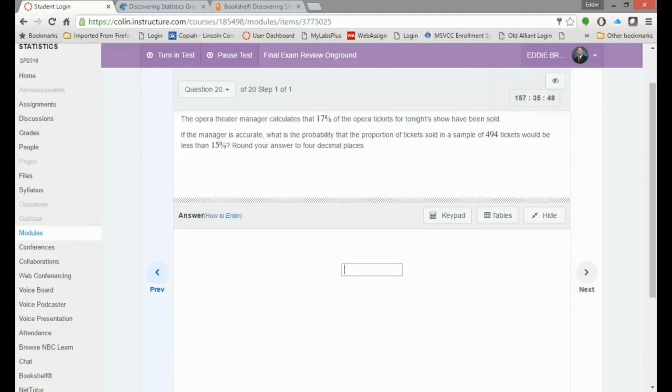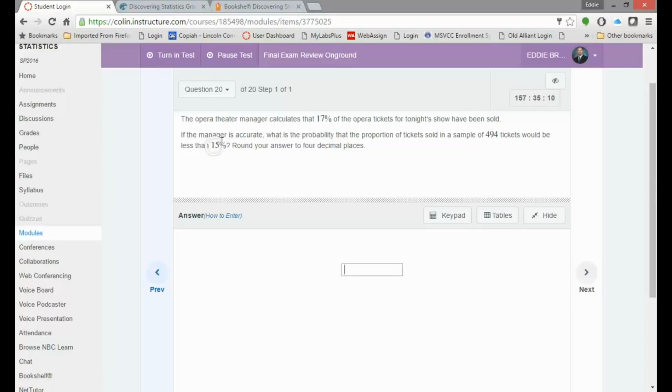The opera theater manager calculates that 17% of the opera tickets for tonight's show have been sold. If the manager is accurate, what is the probability that the proportion of tickets sold in a sample of 494 tickets would be less than 15%? Round your answer to 4 decimal places. So this is going to be our p, or our p hat, or vice versa.